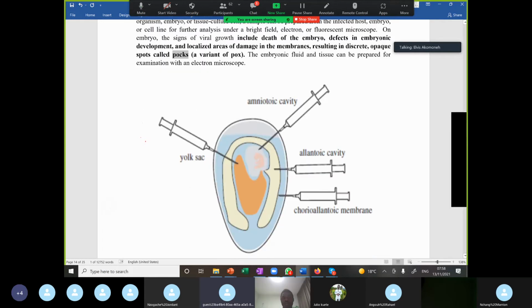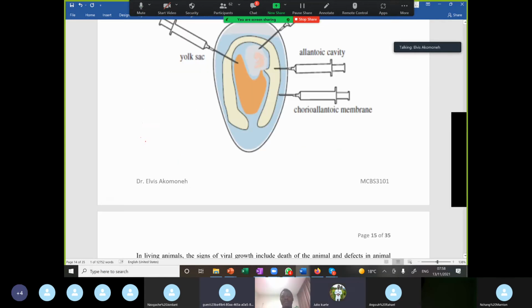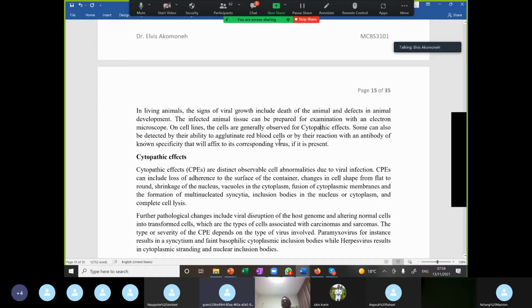For animals, small mammals that we infect, signs of viral infectivity could also include death of the mammal, growth defects, or abnormal development of the mammal.